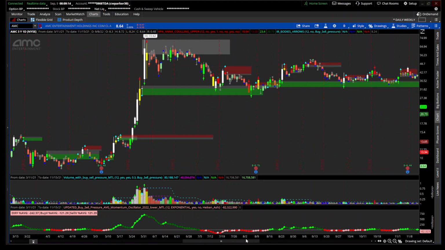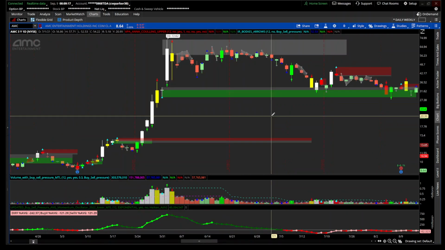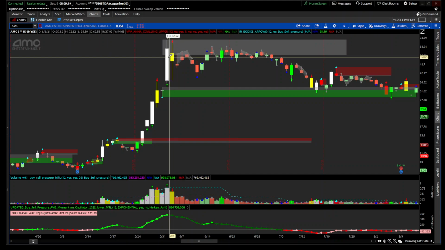And like I said, this stock is AMC. Even right here, it didn't give you an irregular body for this candle, but just look at it.